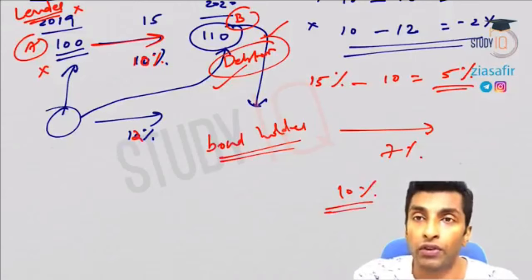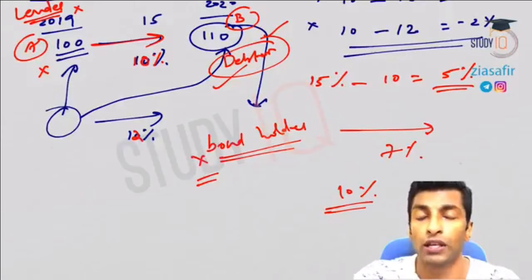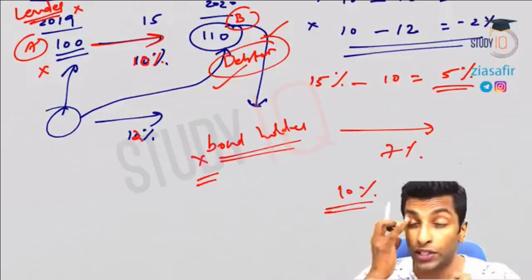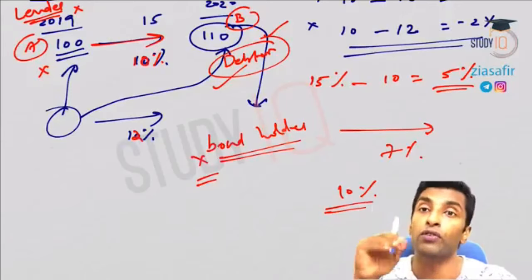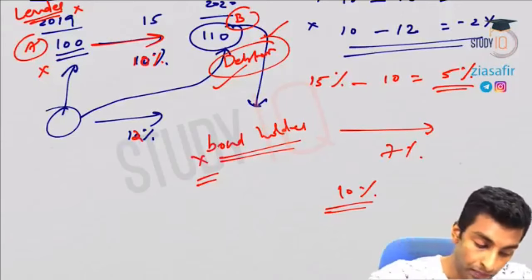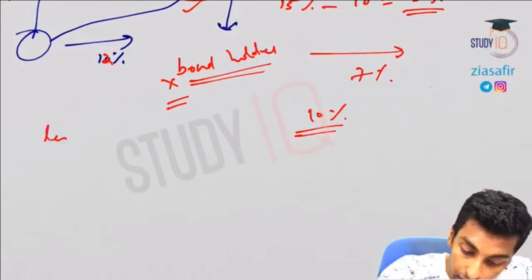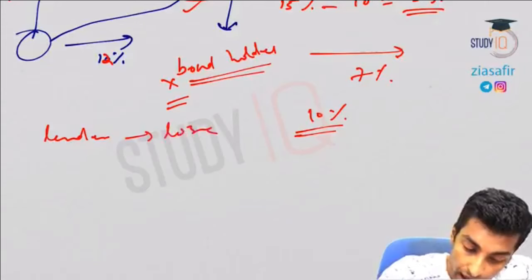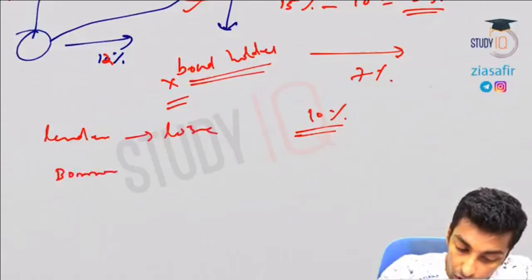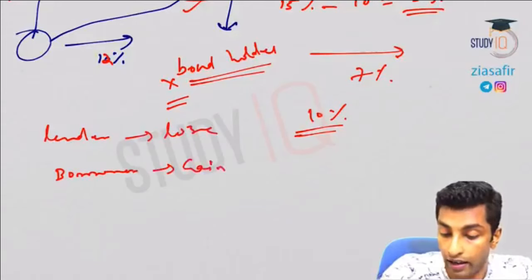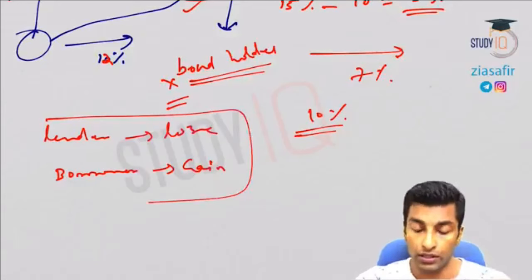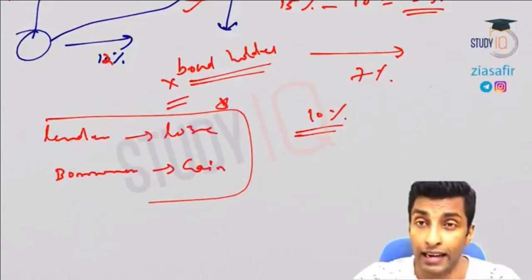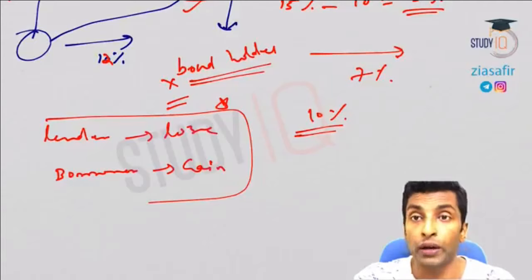So during inflation, what will happen? Bondholders will lose. That means lenders will be in a disadvantageous position if there is inflation. Lenders will not benefit. The borrowers will benefit. The debtors will benefit. So the lender or creditor loses and the borrower or the debtor gains in an inflation situation. They used to ask this in prelims: lender loses and the borrower gains.